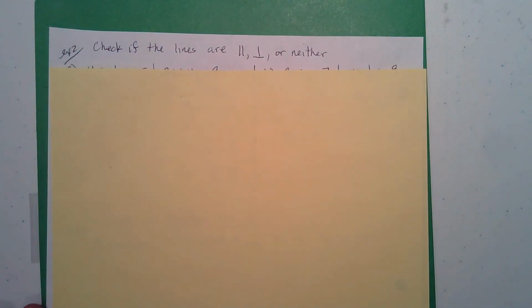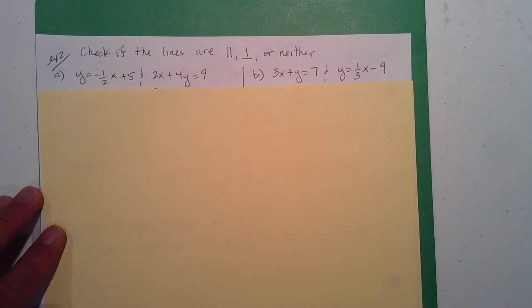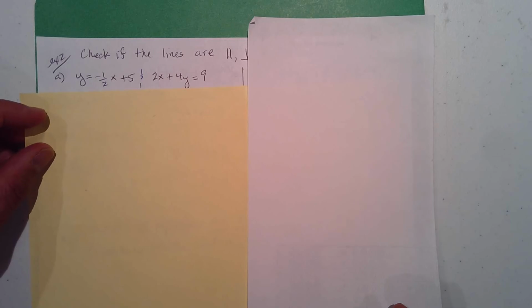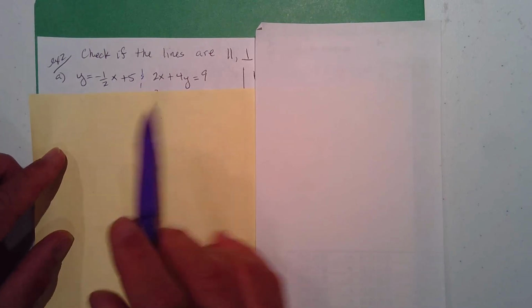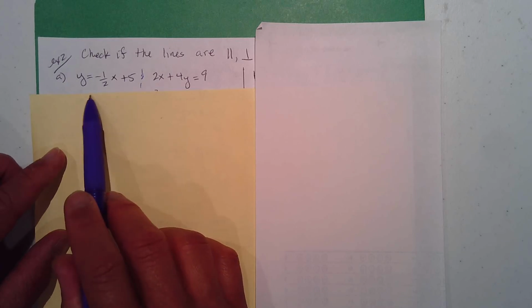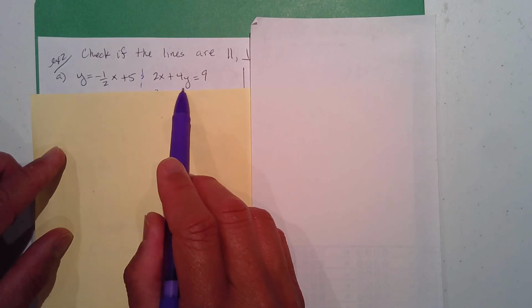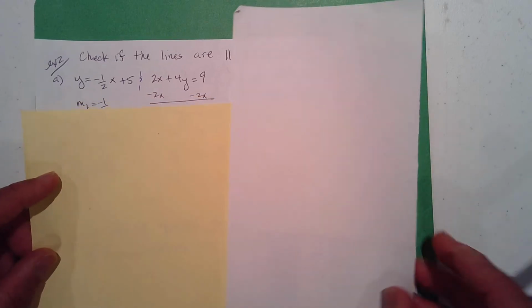Alright, the next thing we're going to do is check algebraically if the lines are parallel, perpendicular, or neither. So let's take a look at part A. In order to find the slopes, make sure the equation is in slope-intercept form. This is in slope-intercept form because y is by itself. So the slope of this line is -1/2. Here we have to isolate y to get y by itself to find the slope. So I'll show you the work.